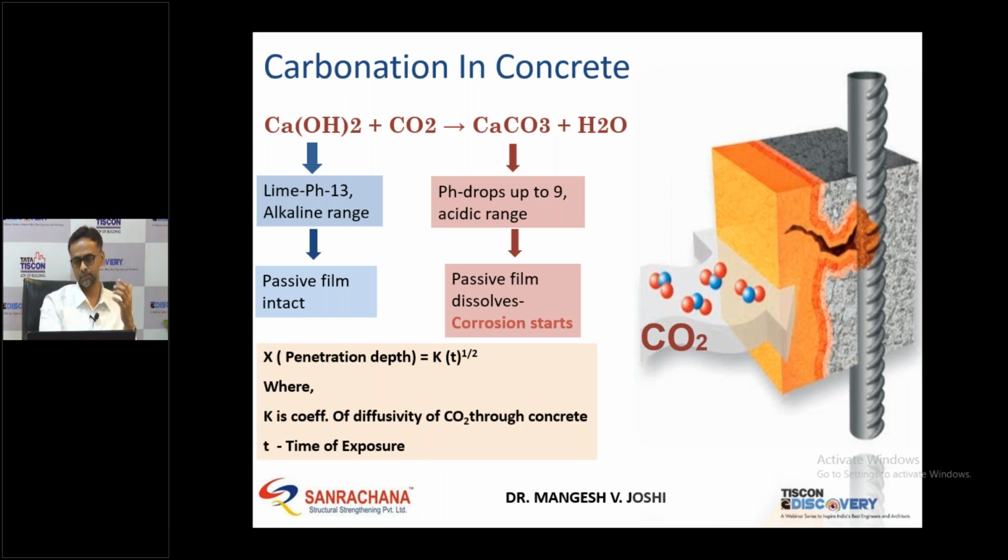Normally, if you see the rate of reaction of carbonation, it's K into square root of T, where T is the time required and K is the coefficient of diffusivity of carbon dioxide. For normal concrete, by thumb rule, the rate of carbonation is around 1 mm per year. That's how you keep this cover of 40 mm.